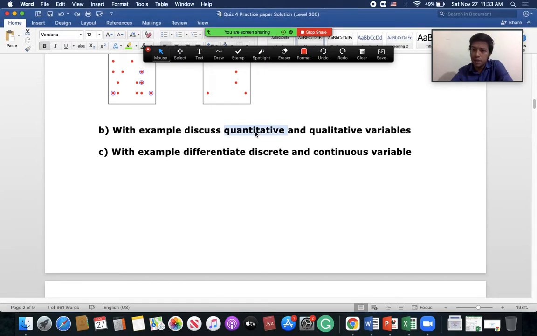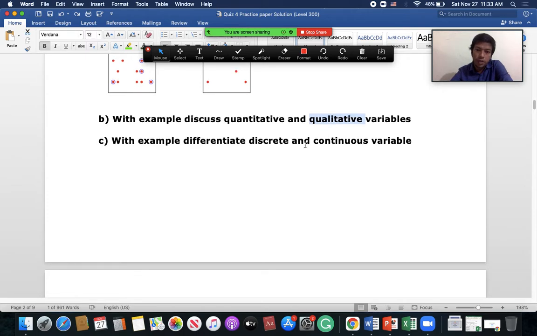Quantitative means the variable that we can represent by quantity. Qualitative means the variables or things that we cannot represent by numbers. We have to talk about something else, like the quality of some people or the quality of products. Okay, with discrete and continuous variables: discrete means separate numbers. This is called discrete. Continuous means the number or thing that flows without any interval, without any gap. So that is continuous.